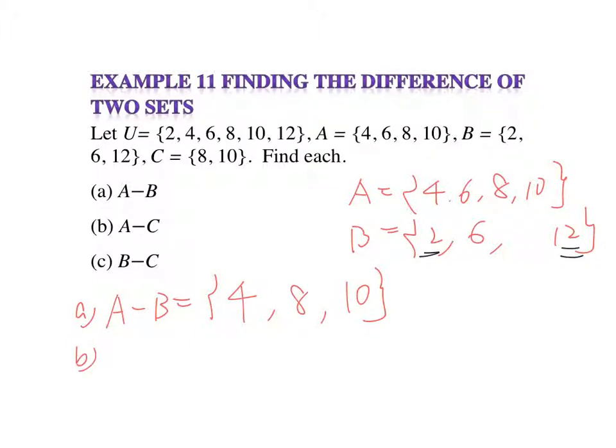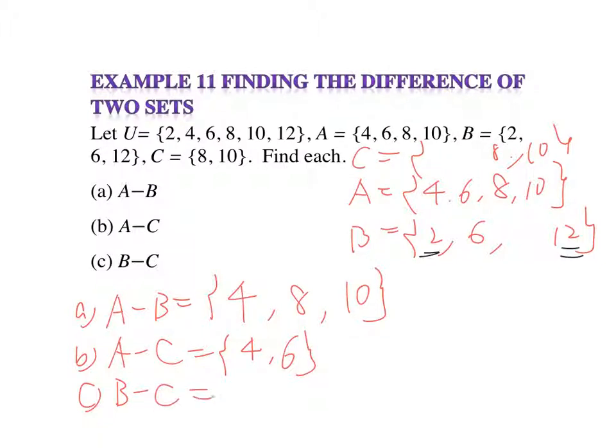Now let's try A minus C. I'm going to put C up here. C is 8 and 10. So in this case, it's a lot easier to see: if I take away 2 elements from A, I have 4 and 6 left, right? And B minus C will be 2, because C doesn't have 2, 6, C doesn't have 6, and then 12, C doesn't have 12.